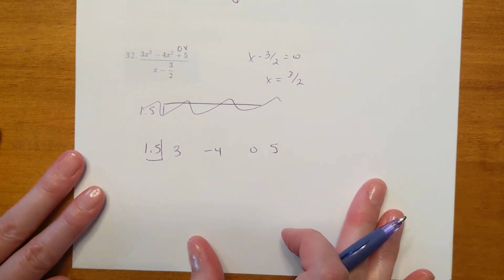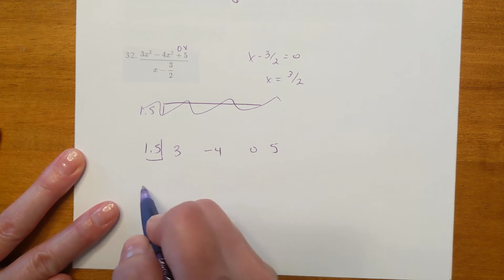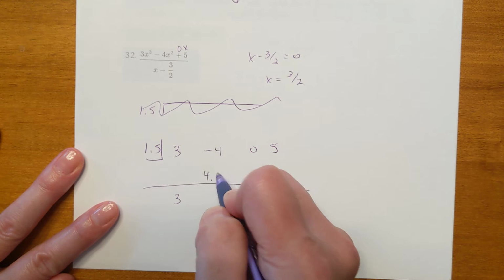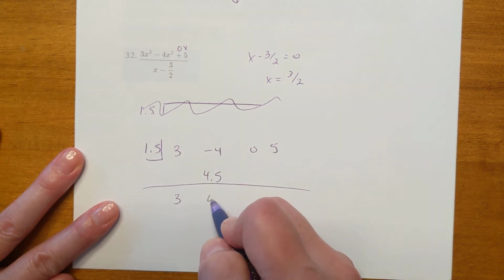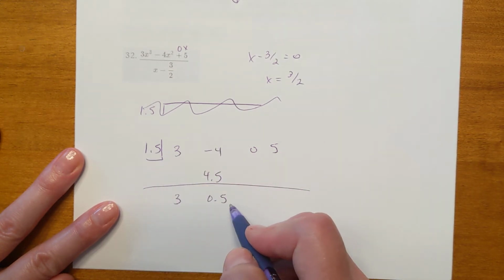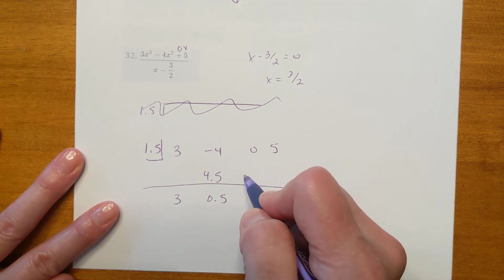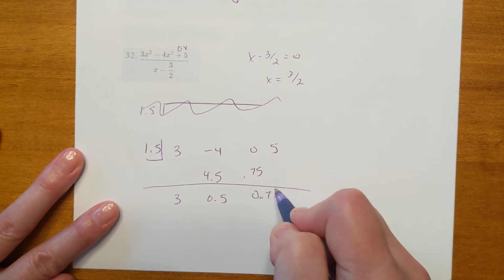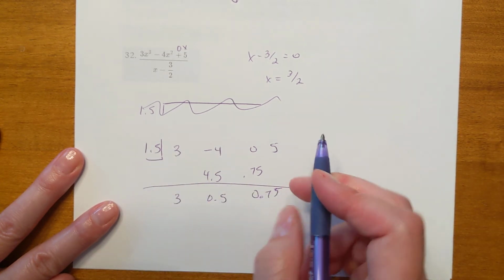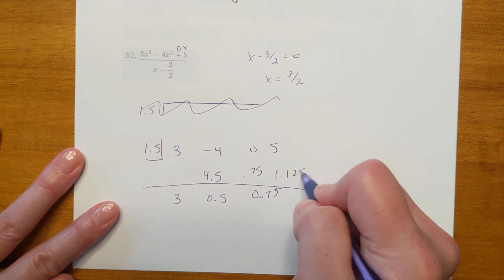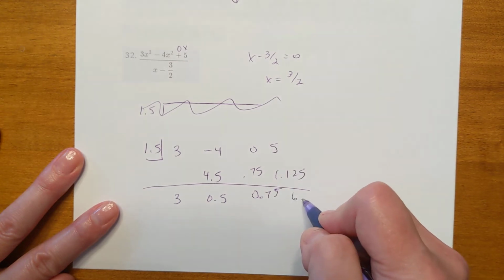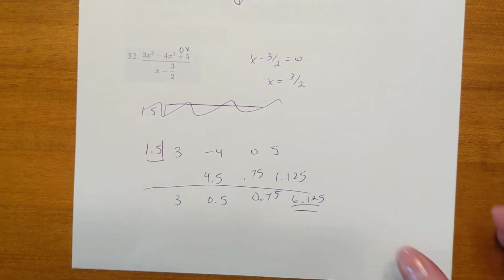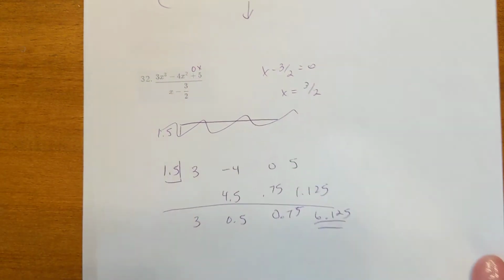Okay, so again, you bring the first number down, you multiply, and then add again. Multiply 1.5 times 0.5 gives you 0.75, add. Multiply 1.5 times 0.75 is 1.125, and add that to the 5 gives you 6.125, so it has a remainder. So again, by what we're learning in this section, it's not a 0 of it or a factor.